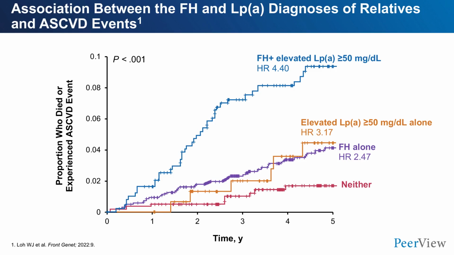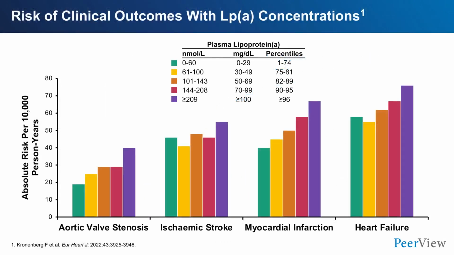And when you associate high Lp(a) with FH, that's a very bad combination. You can see in this recent study in Frontiers in Genetics, looking at patients over a time period of 5 years who had neither FH or Lp(a), this was their probability of death due to ASCVD events. And then you look at groups that had elevated Lp(a) or FH alone, they're around the same. But when you had the combination of two, look at how high the hazard ratio jumps up in these patients in just a 5-year period. So it's a very bad combination to have both of these together.